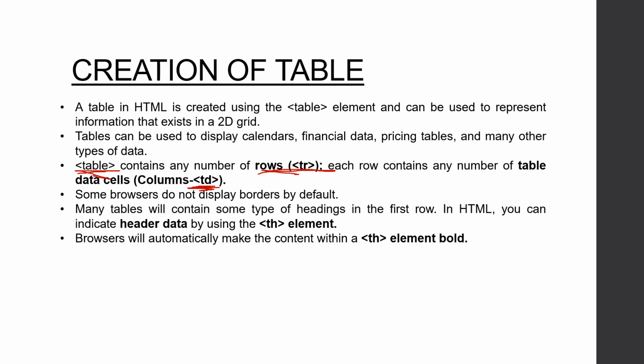Many tables will contain some type of headings in the first row. In HTML, you can indicate header data by using the tag name or the element called th. It is used to represent the header data, and browser will automatically make the content within a header data element bold.